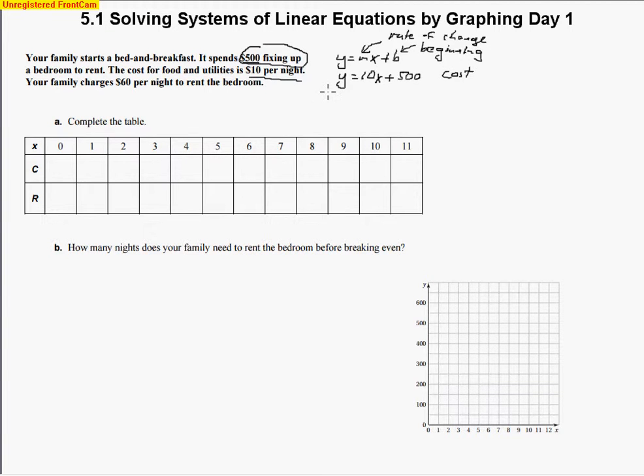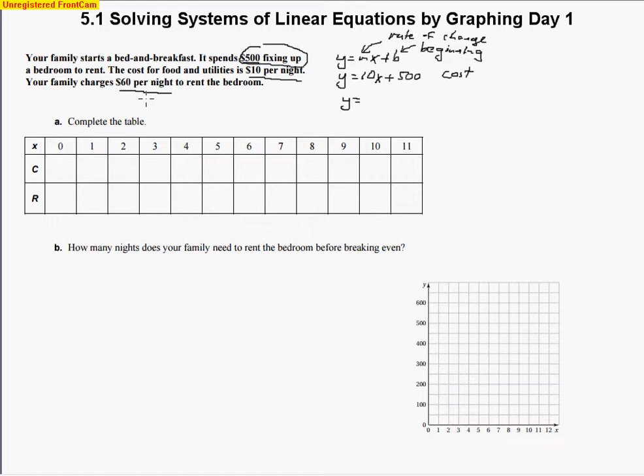And then we're going to have another equation, and that's this one here. Your family charges $60 per night. See how that's dollars per night again? That's a rate of change. And so y represents the cost. x represents the number of nights. That's what the slope is.